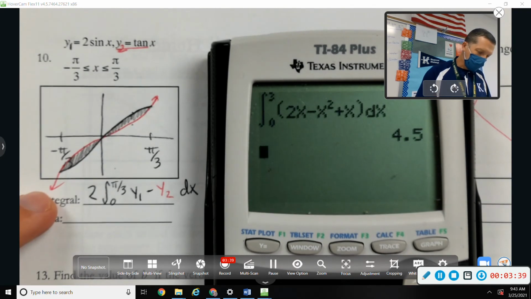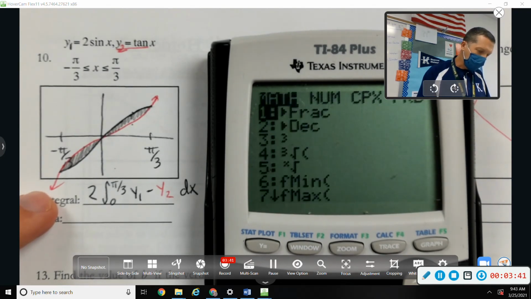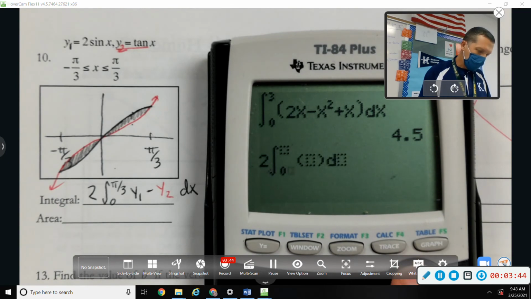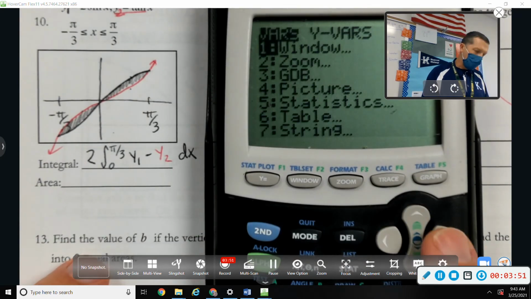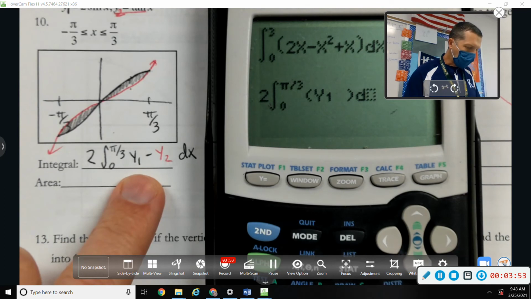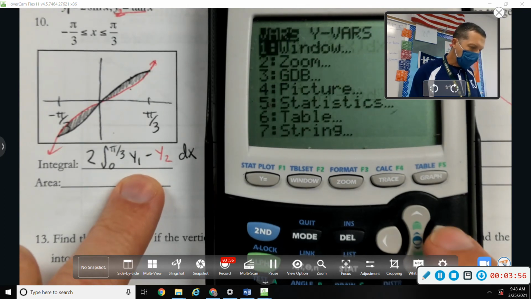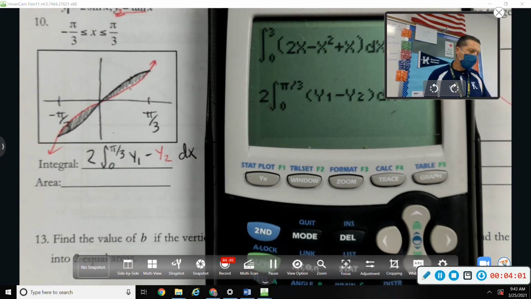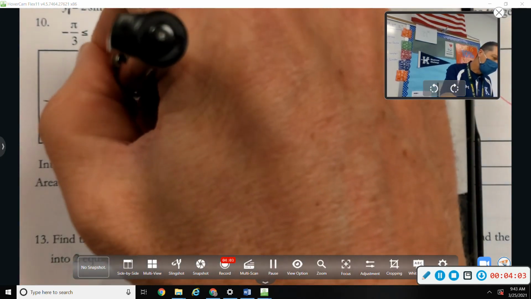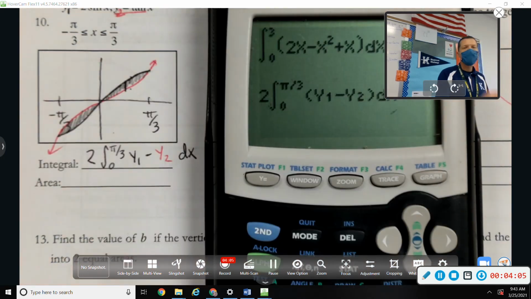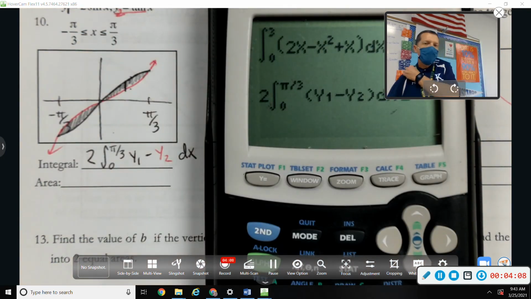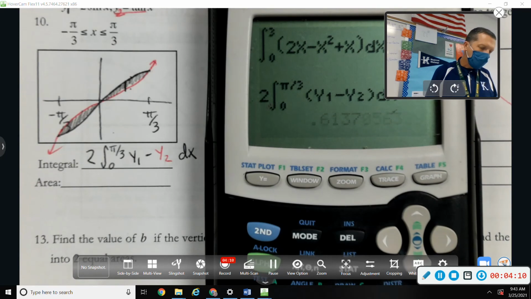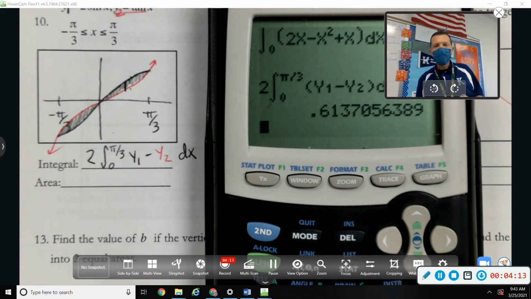Math 9, whoops, I'm going to multiply by 2 first so I don't forget to do it later. 0 to pi over 3. And then the vars button to go get the y variables. y1 minus vars y2 dx, because my limits are x limits, and I'm slicing against the x-axis. And so 0.614.